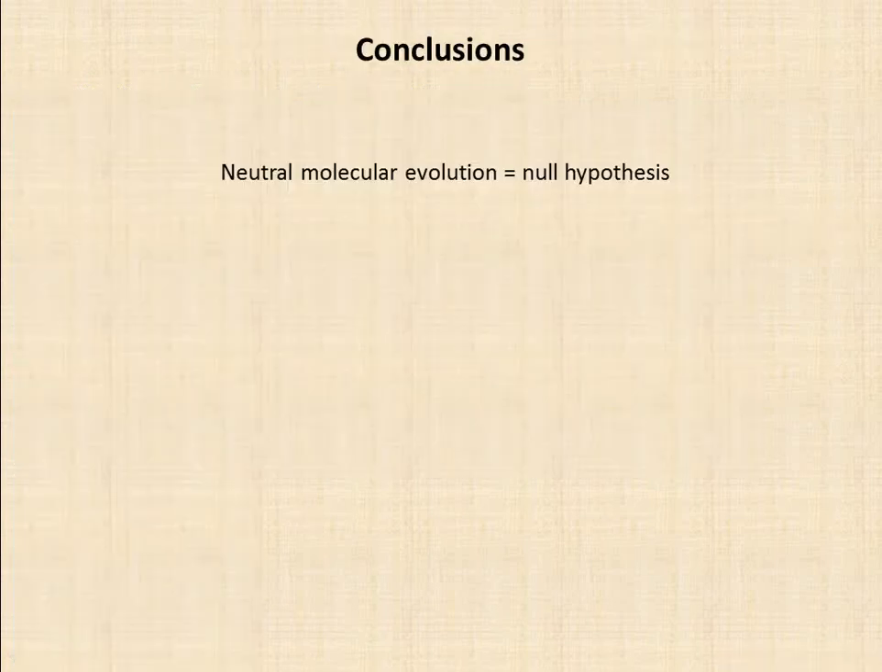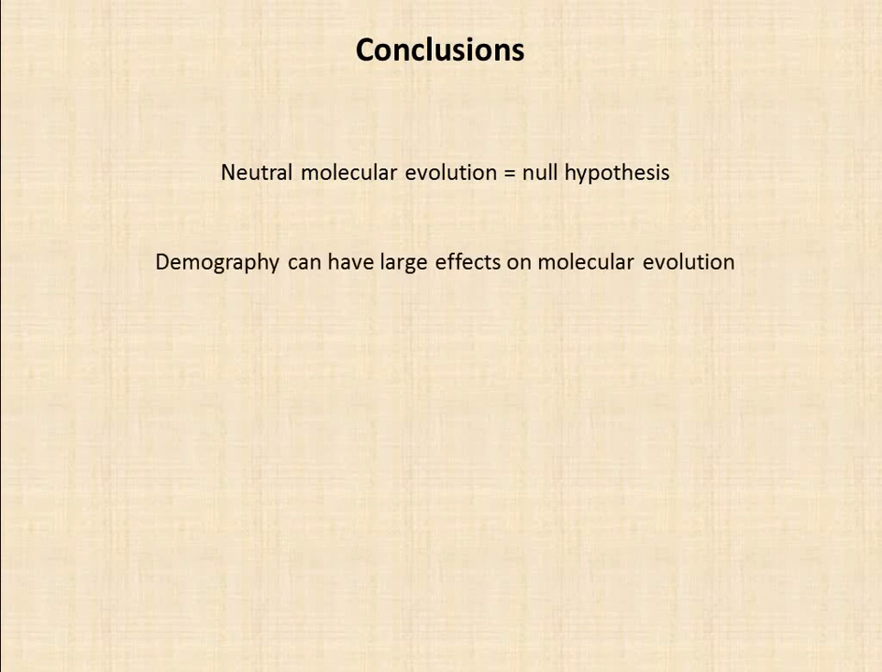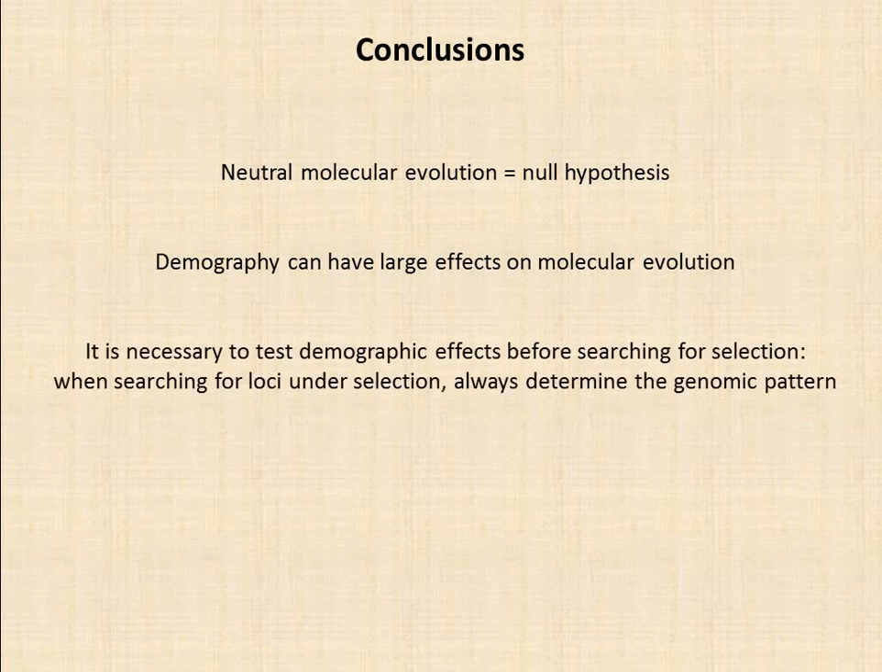Yeah, and that's it. So in general, as a conclusion for the lecture, remember that neutral molecular evolution is a null hypothesis. Selection is really explaining only a tiny part of the genetic diversity that we can observe. And demography as well can have large effects on molecular evolution. Because of that, we always need to test demographic effects before we can even start searching for selection.